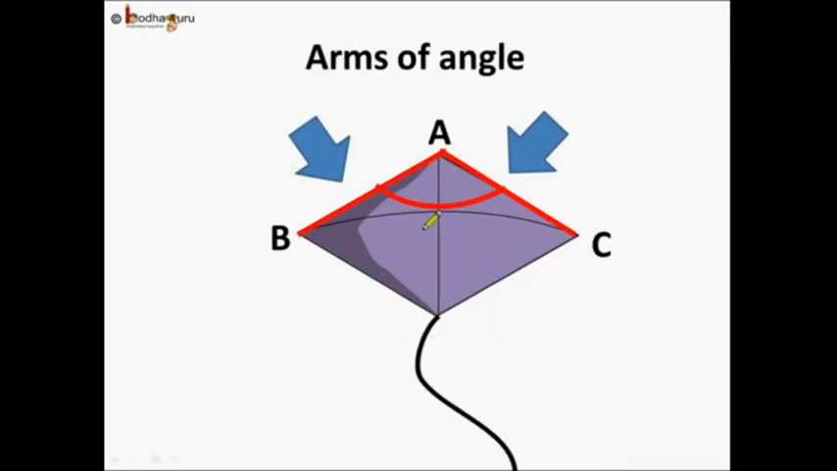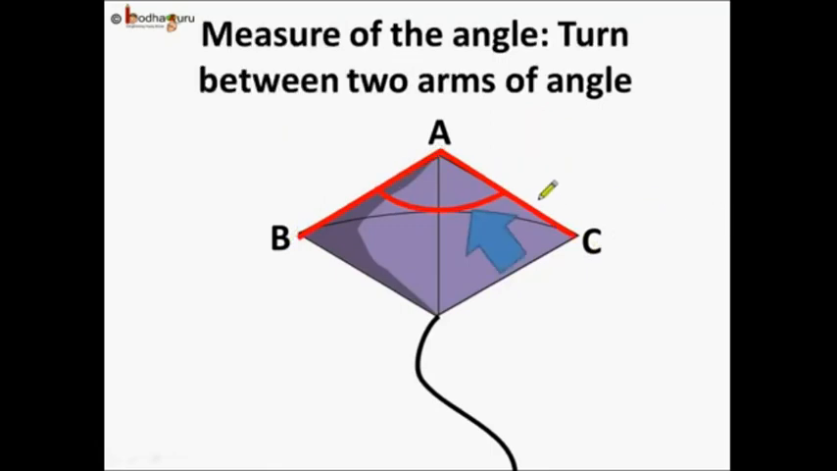Understood? Now these two straight lines meet at this point and make an angle. So the line segments AB and AC which meet at a point and make an angle are called the arms of the angle. So line segment AB and AC are called the arms of the angle. Understood? And what is an angle? The measure of the angle is equal to the turn between the two arms that form the angle. So this is the angle made by these two lines.